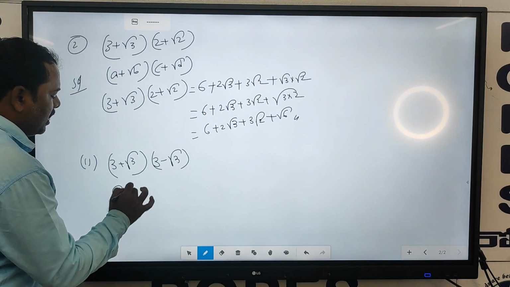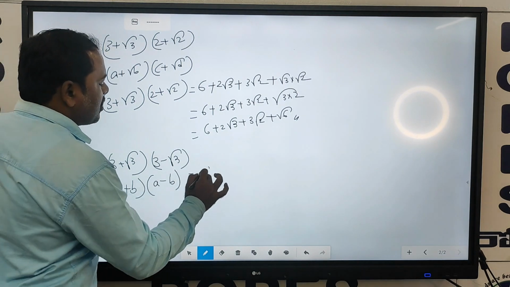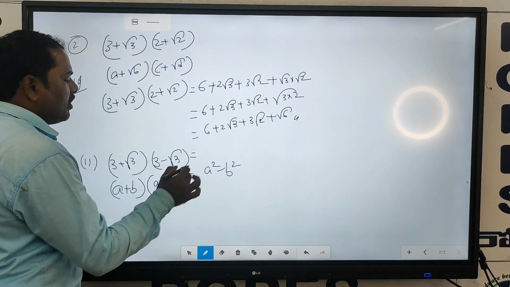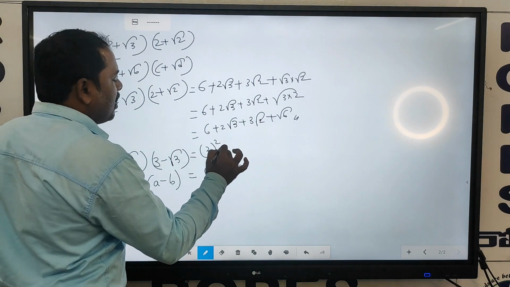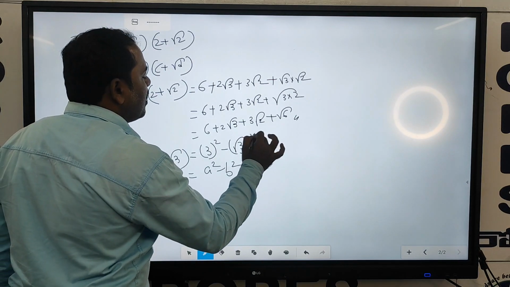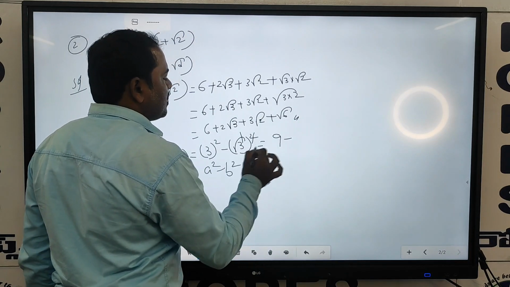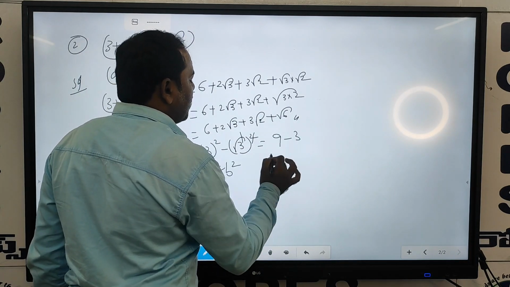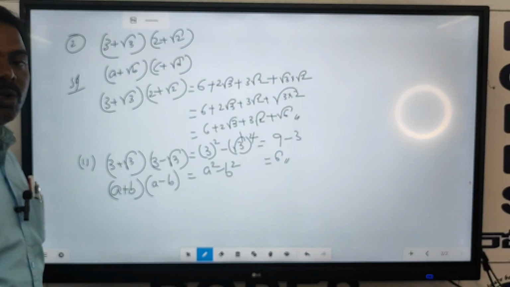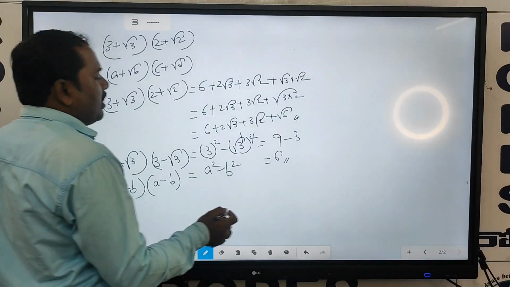Here we know one formula: (a + b)(a - b) = a² - b². In this way we can write a² - b². The square of root 3 is 3, the square of 3 is 9, and 9 - 3 is 6. This is the product of (3 + √3)(3 - √3). Okay, next another one.